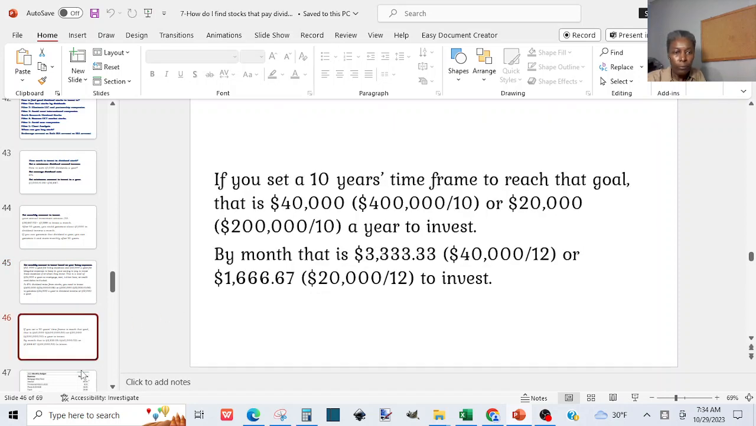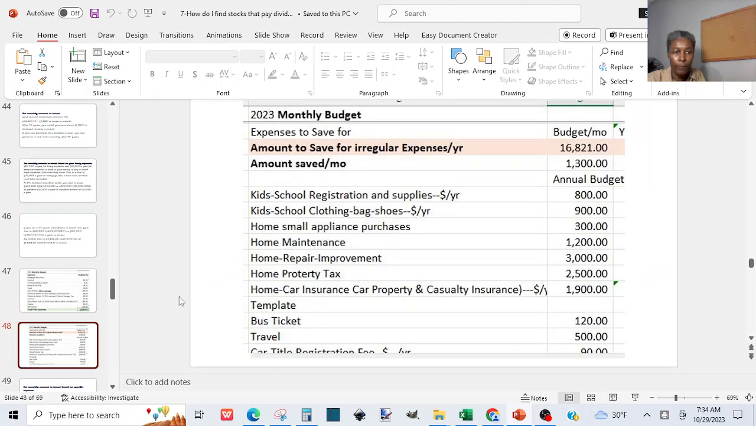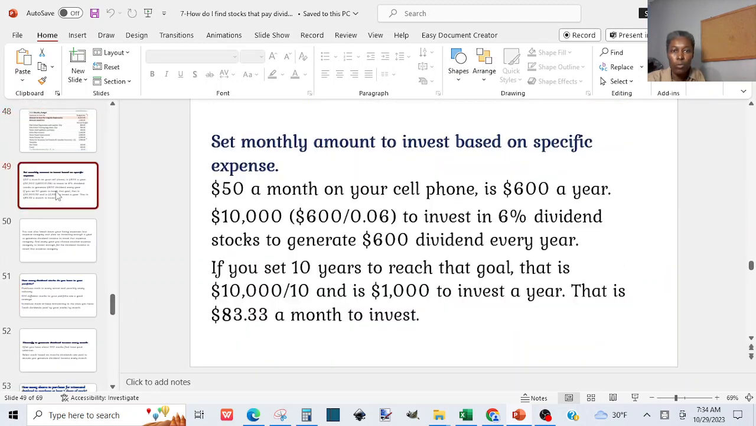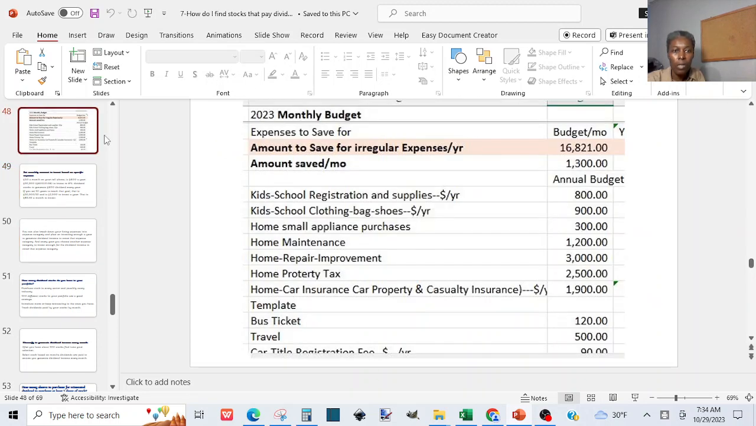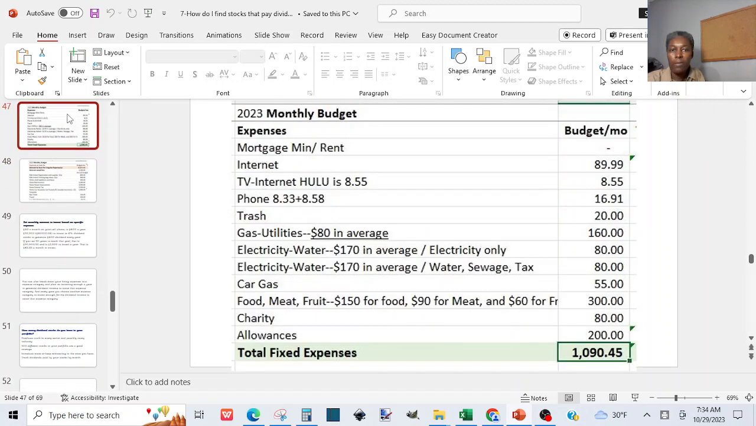So, we discussed having your own budget to be able to know how to go about it. Another way to go about it as well is to choose a specific expense category and say, you know what, I'm going to invest in the stock market in dividend stocks for the dividend to cover that expense for me.